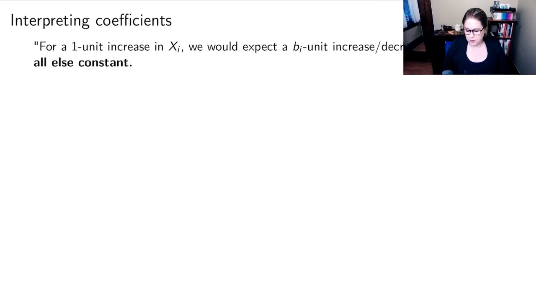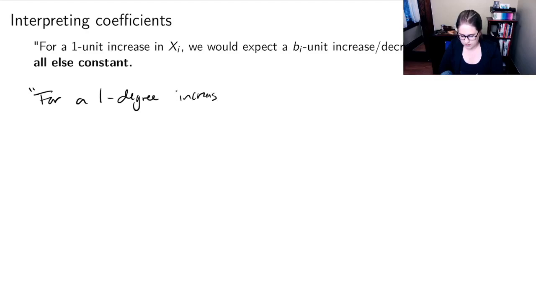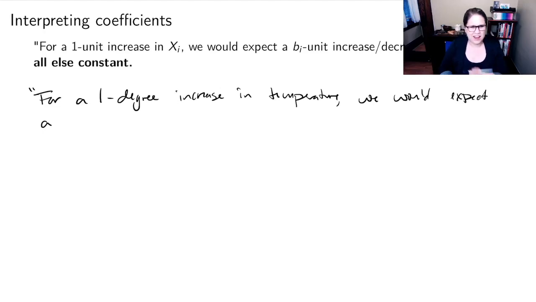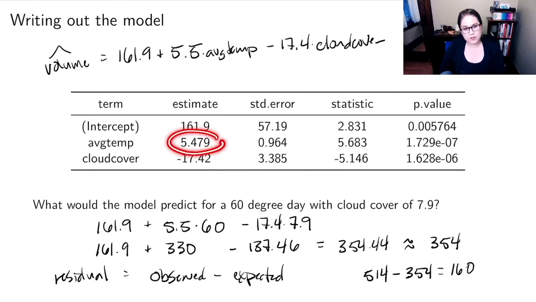Another thing that we might want to do is interpret coefficients. So I have my recipe sentence here. For a 1 unit increase in x sub i, we would expect a b sub i unit increase or decrease in y, holding all else constant. So I'll write this out for the average temperature. For a 1 degree increase in temperature, we would expect, and now I need to flip back and look at that b sub i, and that coefficient was the 5.5.